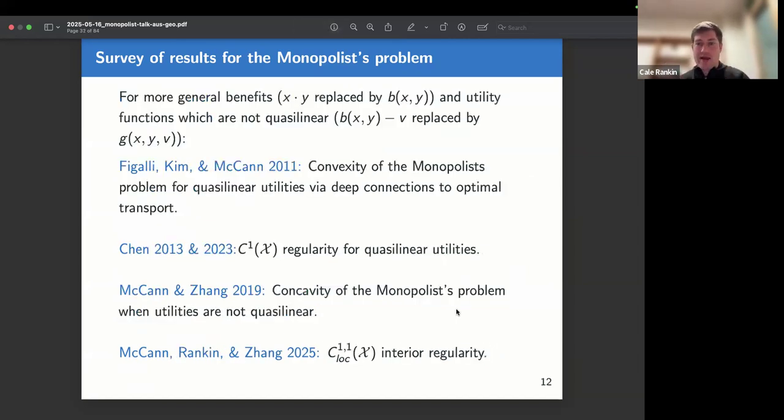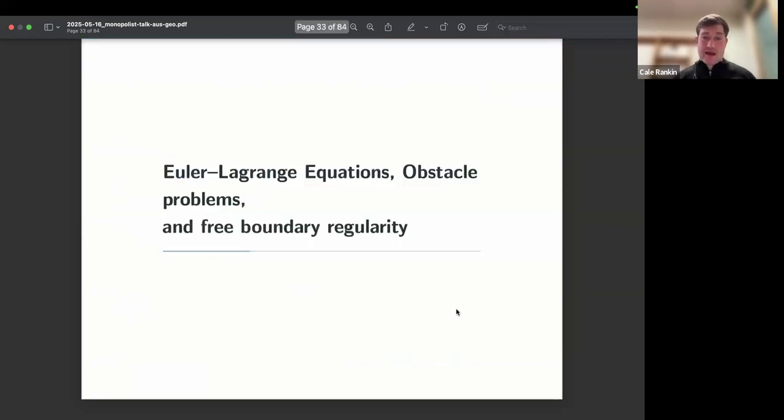And you can generalize what we've done here in a bunch of different ways by replacing where we had an x dot y with something more complicated. And again, there are some very important works by Figalli, Kim, and McCann, and Shibing Chen in this regard. But our focus today is on this problem with b(x,y) equal to x dot y. And the first thing we want to talk about is the free boundary structure of this problem and the derivation of some new Euler-Lagrange equations, which reveal a hidden obstacle problem that was there in this problem all along.